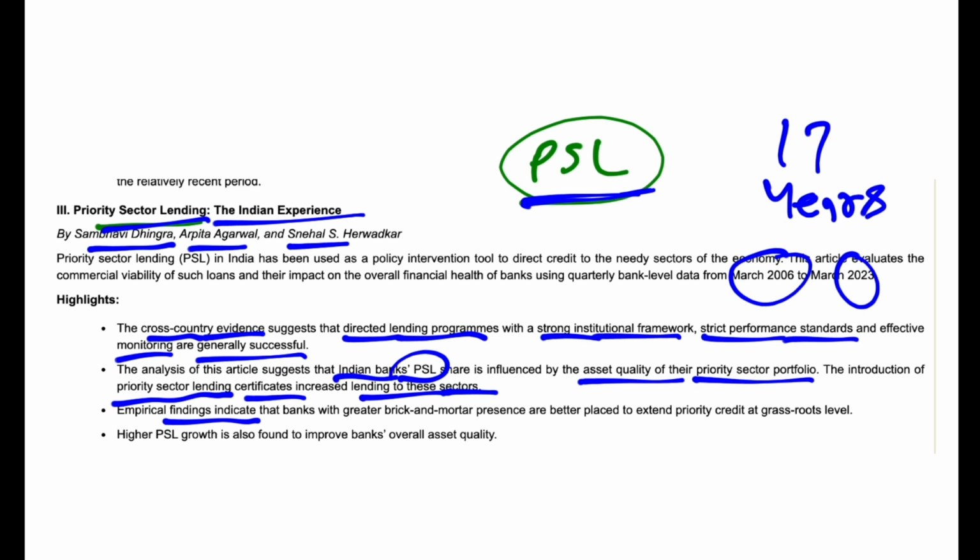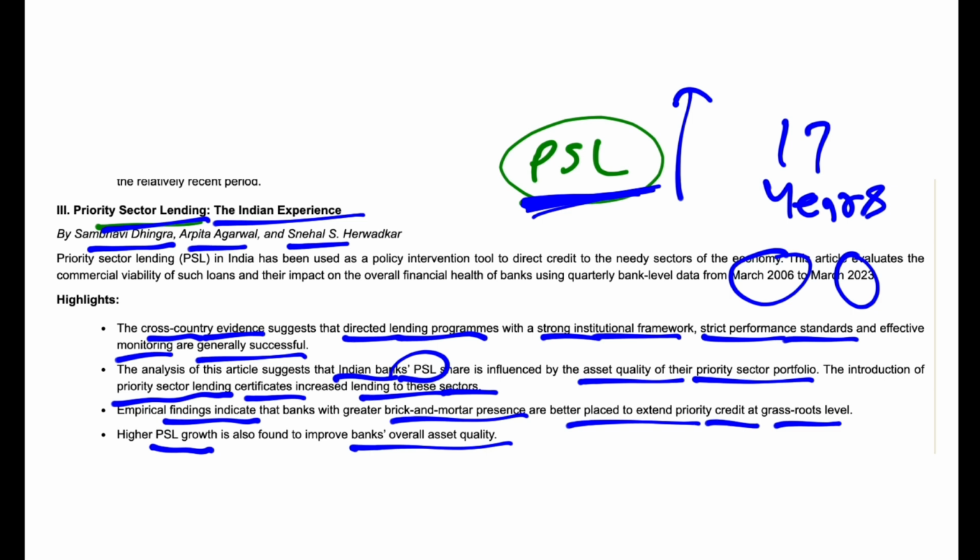Empirical findings indicate that banks with greater brick and mortar presence are better placed to extend priority credit at the grassroots level, and higher priority sector lending growth is also found to improve the bank's overall asset quality. So overall, everything is positive, right? They said that those banks which are doing greater priority sector lending, even more than required, have better asset quality. So it is not like if you give to the priority sectors, then you will have more non-performing assets. Nothing like that. Those banks which are giving a good amount of priority sector lending, even more than what is required, have a very good asset quality.